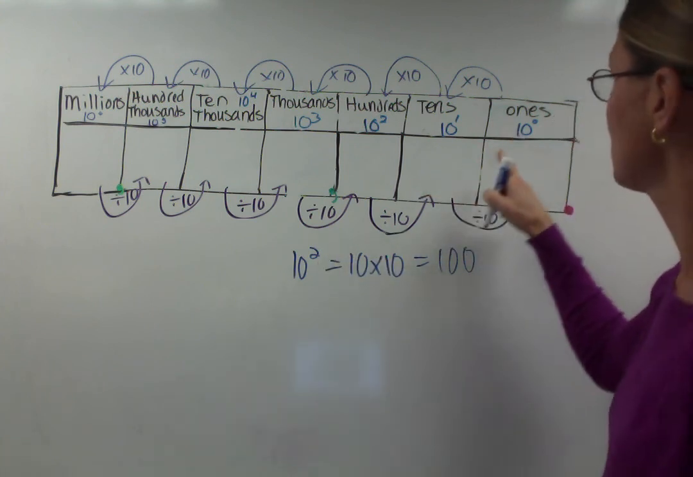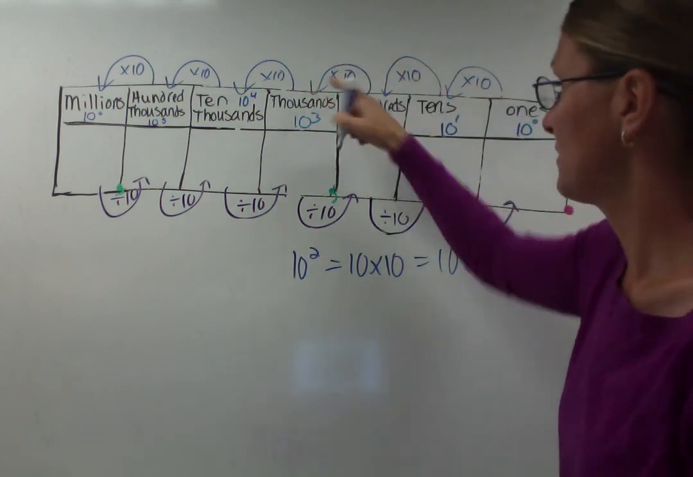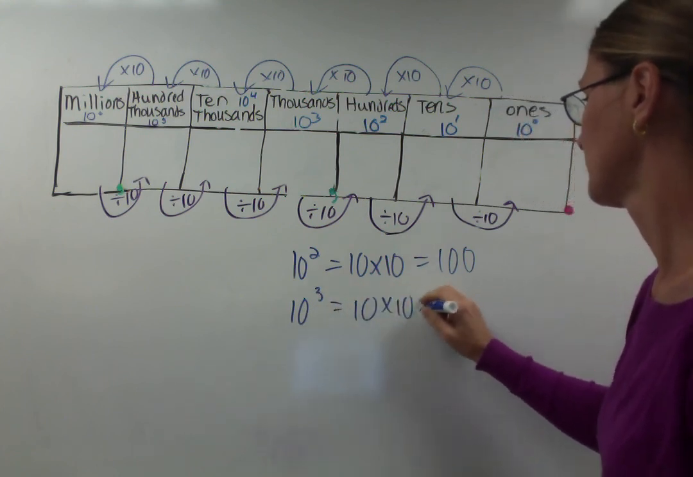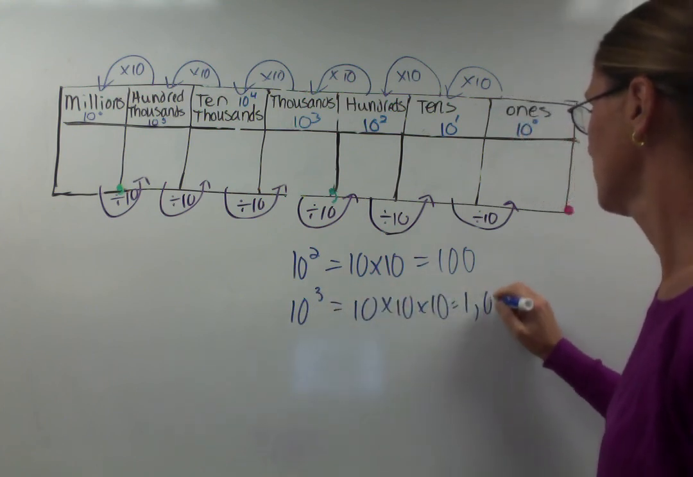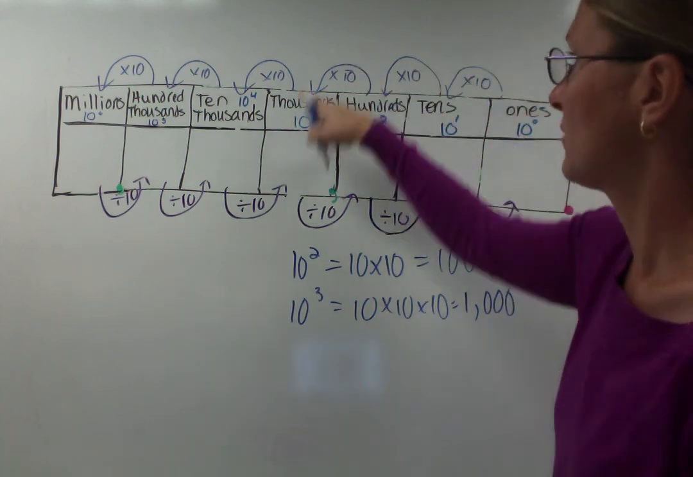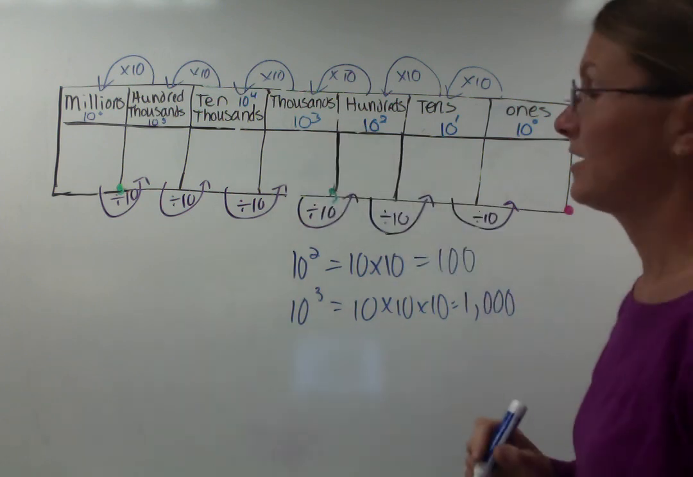All right, same thing with 10 to the third. Multiply by 10, multiply by 10, multiply by 10. So we're multiplying by 10 3 times, which is 1,000. And we end up once, twice, thrice, in the thousands place. So 10 to the third is 1,000.